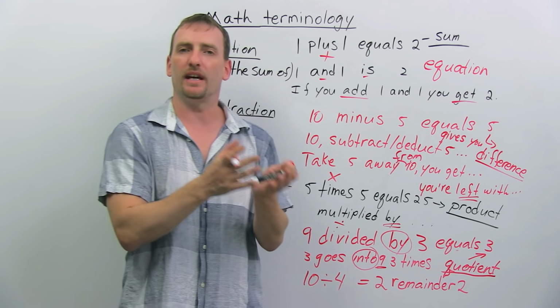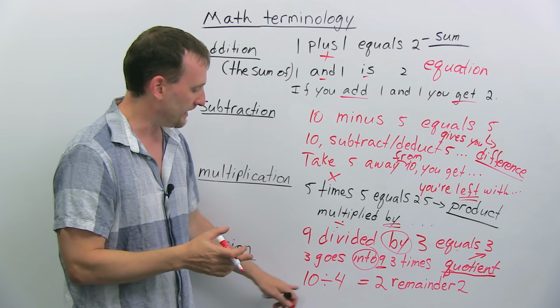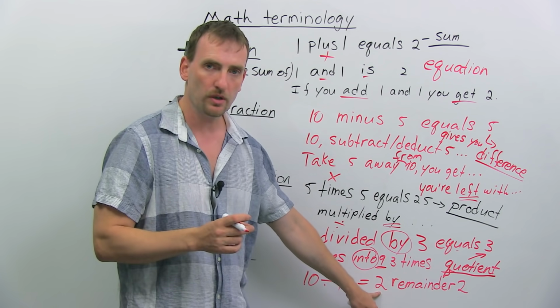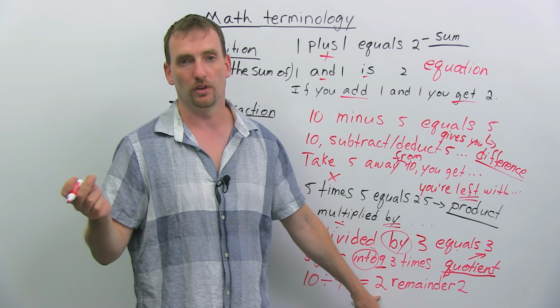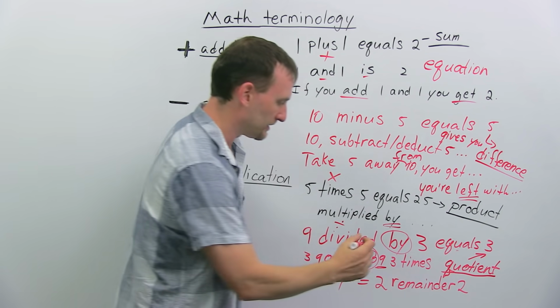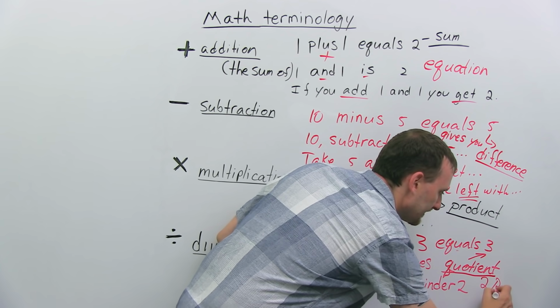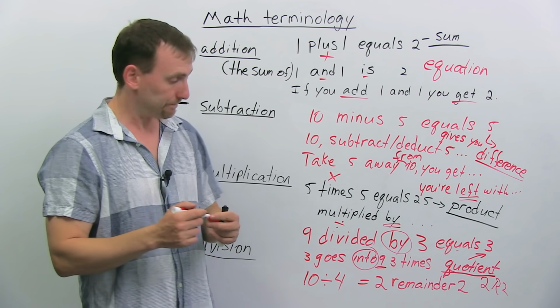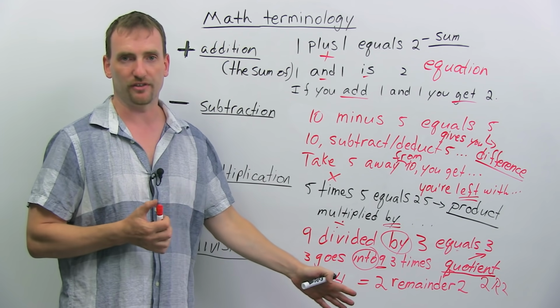10 divided by 4. Now, sometimes you get an uneven number. So 10 divided by 4 gives you 2 with a remainder of 2. So 2 remainder 2. Sometimes it'll be 2R2. You might see it like that. Okay? So these are the basic functions you have to look at.